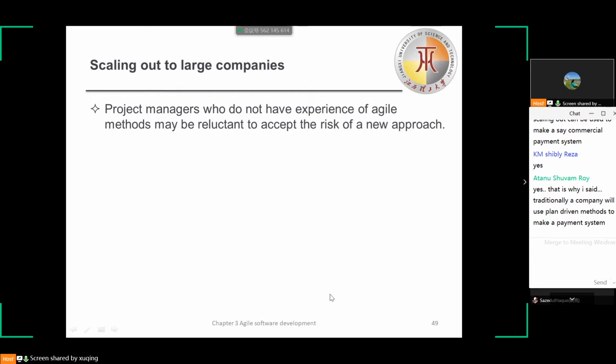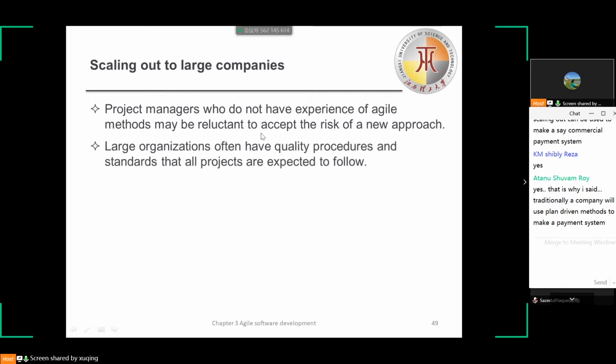We see that for project managers, usually they have their own experience of their own habitual methods. So for them, agile methods are not their usual method. So perhaps they will not want to have the risk of a new approach because they don't know how this new method will affect their particular projects.